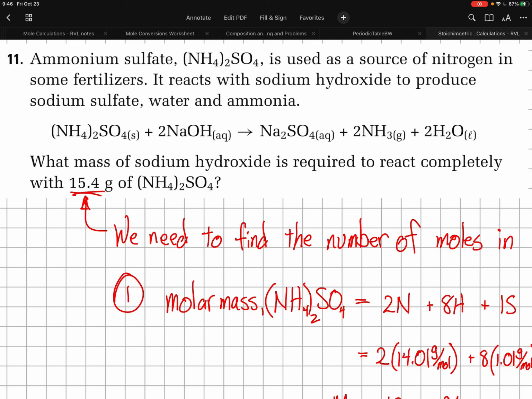Okay, let's get into it. I want to work through an example problem here involving some stoichiometry. We have a reaction between a chemical called ammonium sulfate and sodium hydroxide. The products of that reaction are sodium sulfate, water, and ammonia, which is gaseous.